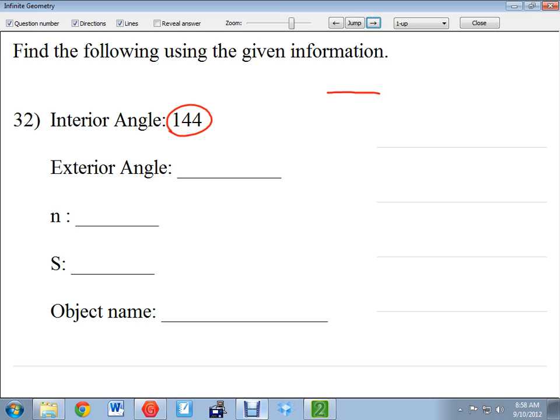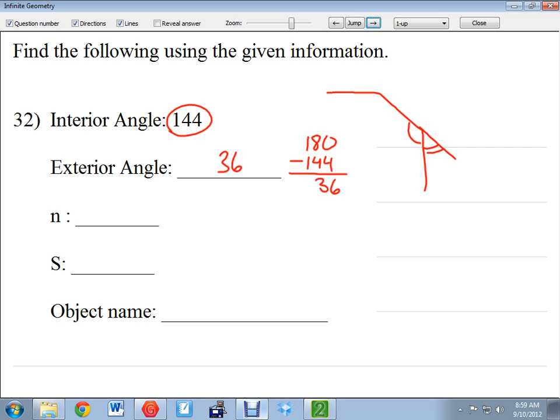In any polygon, no matter what shape it is, an interior angle and an exterior angle are related to each other by a linear pair. They are supplementary to each other. So we can take 180 and subtract the interior angle measure, which is 144, and this will get me my exterior angle measure of 36 degrees.